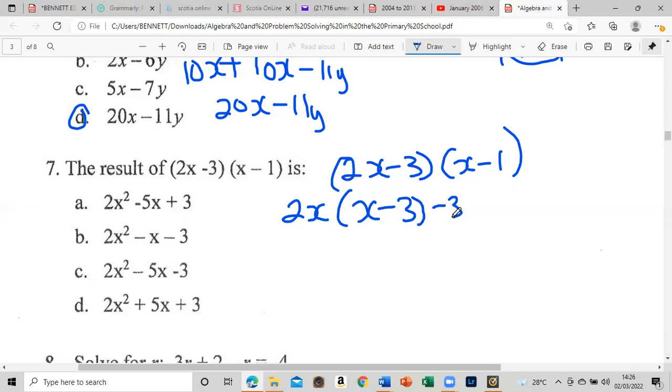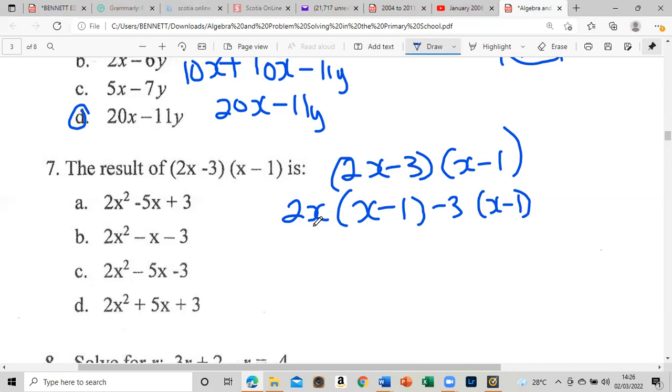Then we use negative 1, and then now negative 3 times all of this again. So it should be x minus 1 in both brackets, right? So we're using this times all of this, and then this times all of this.